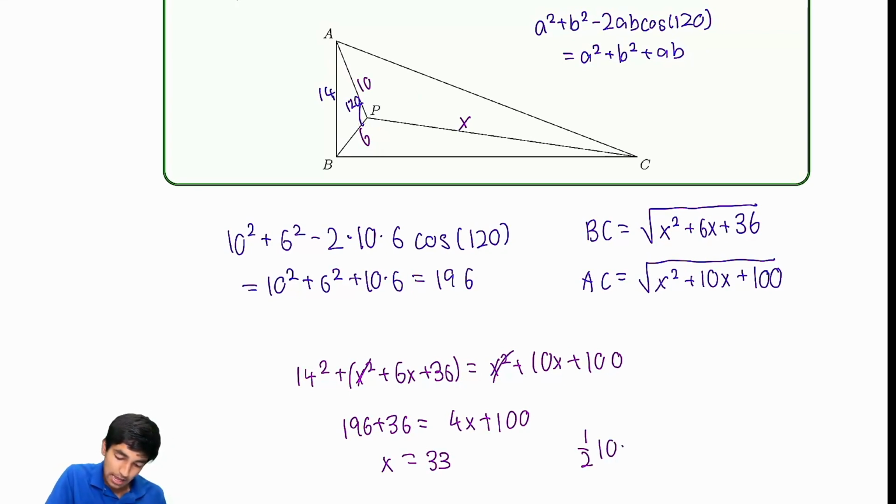Half AB sine 120 is just going to be sine 60 because of our 180 minus x rule. So it's just going to be root 3 over 2, sine of 120. So it's just root 3 over 2 times half 10 6, root 3 over 2 times half 6 and x is 33, root 3 over 2 times half 10 33. And we can add all this up.